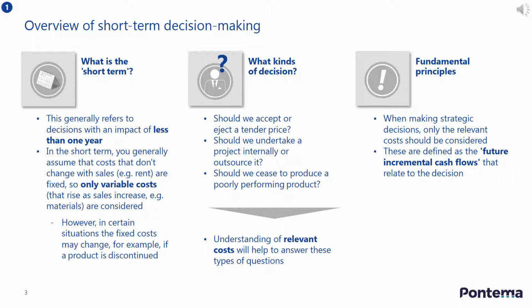When answering these questions, only the relevant costs or benefits should be considered when making the decision. This is to eliminate any unnecessary data that could complicate the decision-making process. Relevant costs are costs that have not yet been paid, costs that change because of a decision, and costs that can make an incremental change to future cash flows.